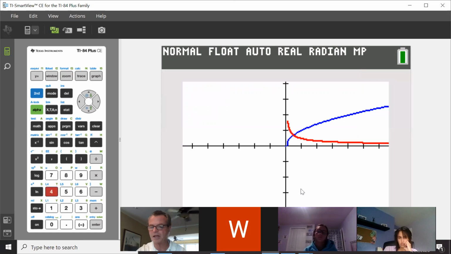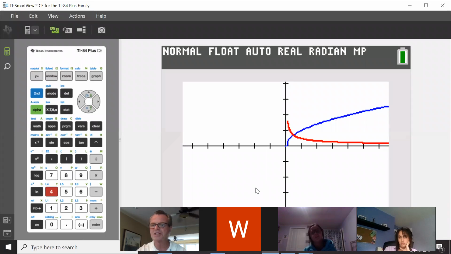Well, it kind of makes sense, I hope, because what are you looking at? The blue graph is going up in quadrant 1 the entire time. The red graph is in quadrant 1. The red graph's a derivative. It's positive. That's telling you the parent graph is increasing.